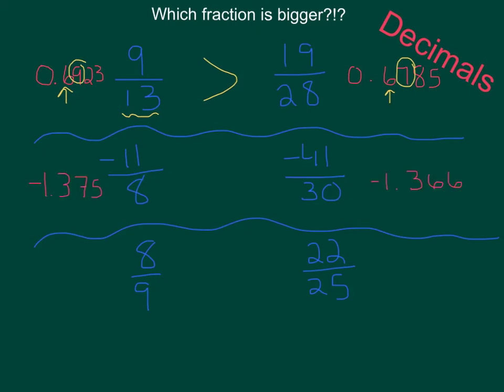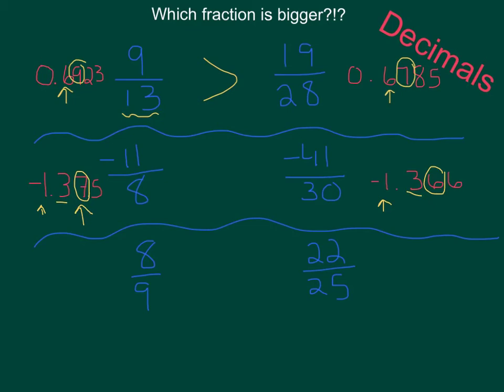Again, let's compare each decimal place. So they both start with the 1, so they're tied, and then they both have a 3, but then we have a 7 versus a 6. But this is kind of a tricky question because both of my fractions are negative. So here we have 7 is larger than the 6.